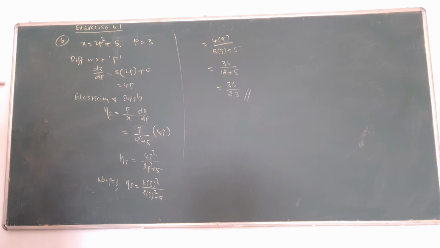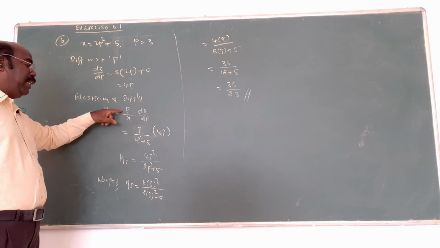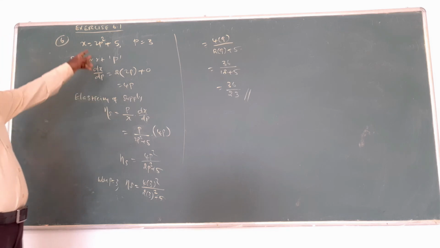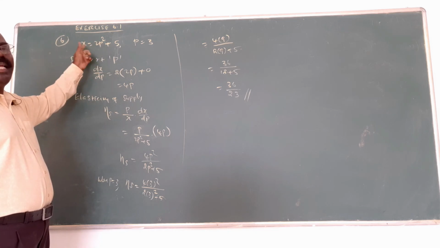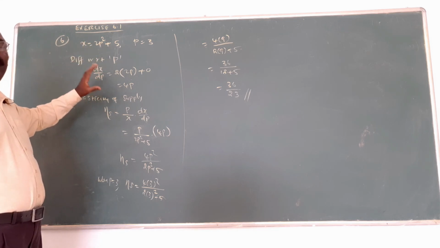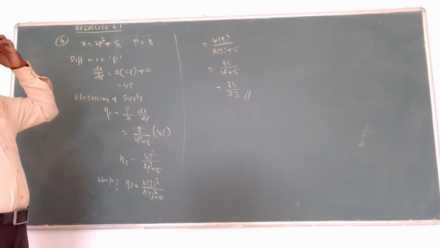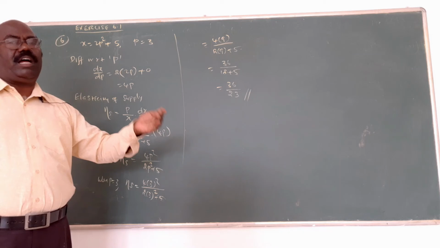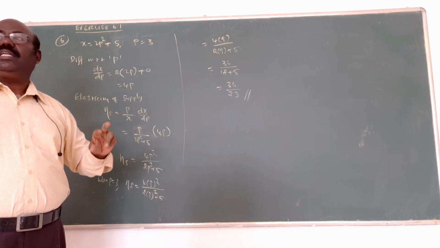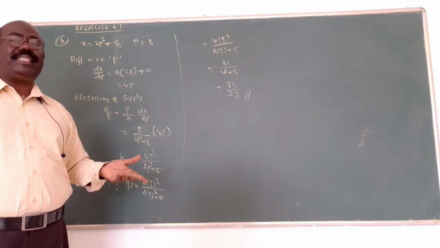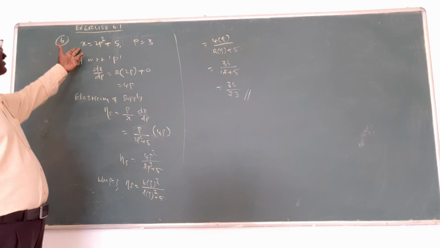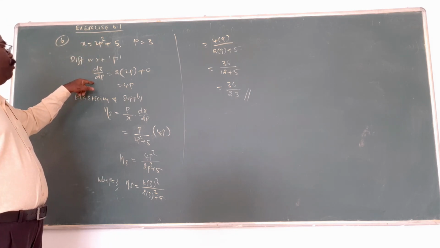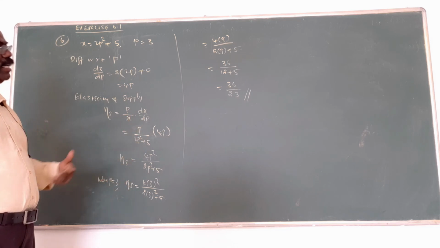Now, read the question. Elasticity of supply is asked, so it is a positive number, unlike demand, which is negative. And here x in terms of p is given, so when we directly get dx/dp, we need not take the reciprocal. In the previous problem, p in terms of x was there, so after finding dp/dx you take the reciprocal to get dx/dp. But when x in terms of p is given, we get dx/dp directly, and we apply the formula directly.